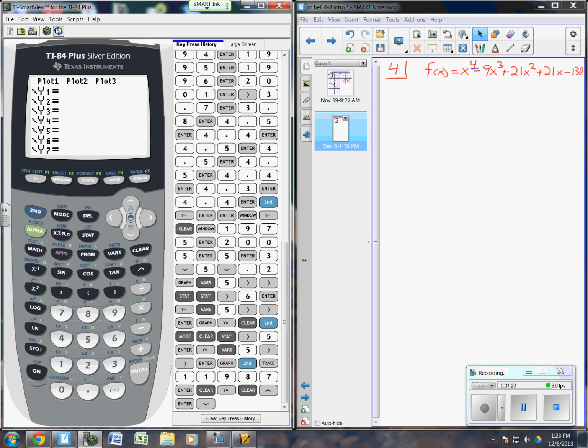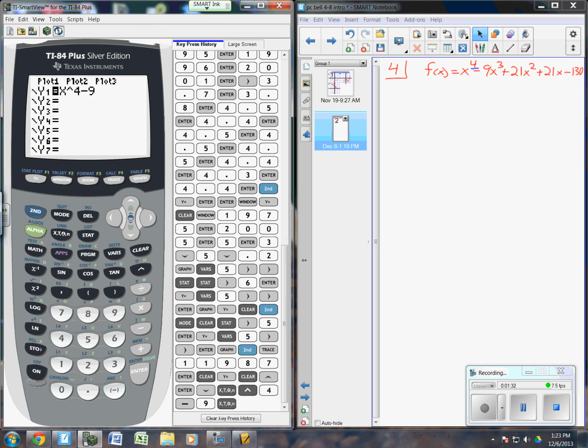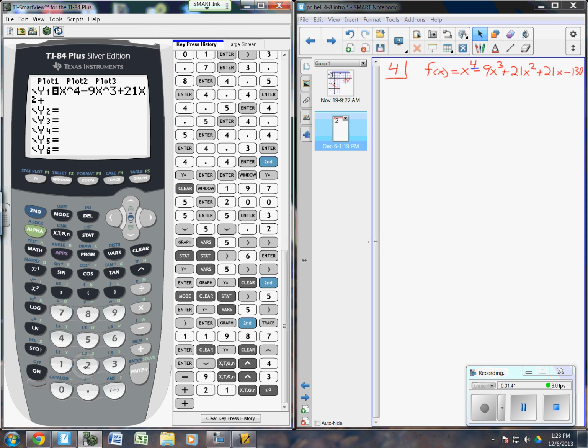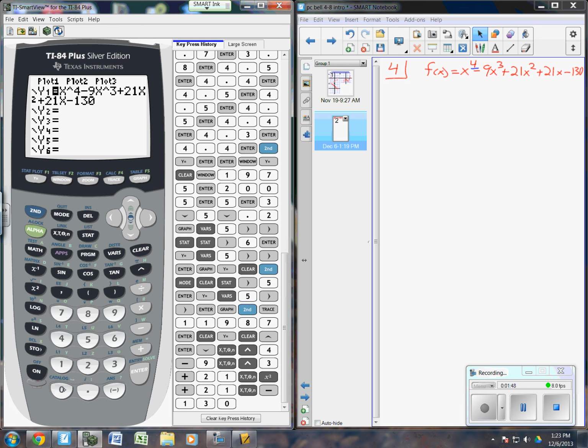Okay, so now we put this into our calculator: x to the 4th power minus 9x cubed plus 21x squared plus 21x minus 130. I'm going to hit zoom 6 for a standard window.